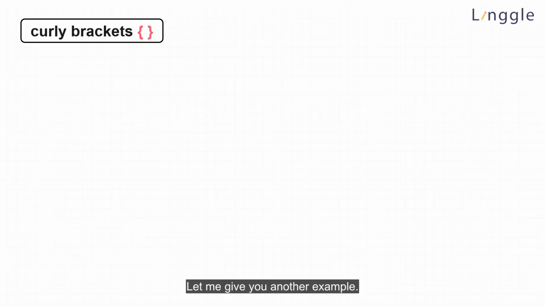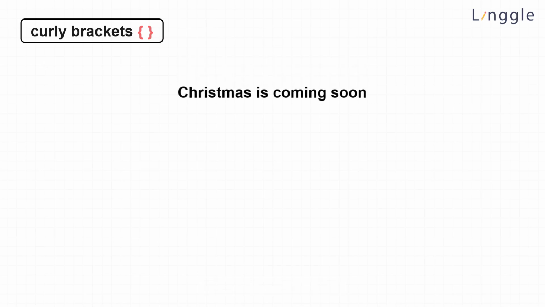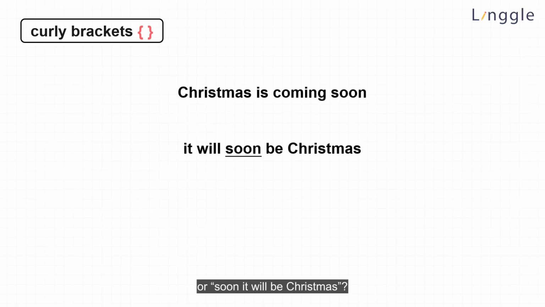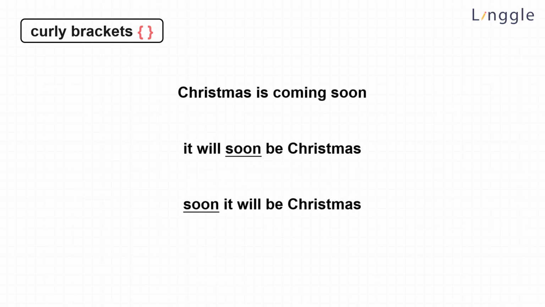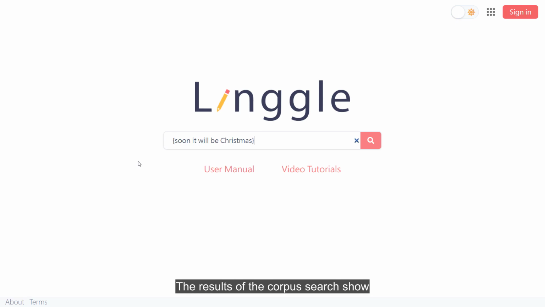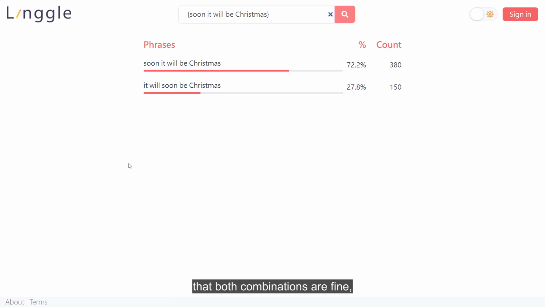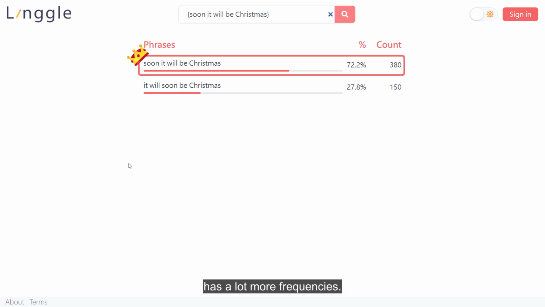Let me give you another example. If you want to say Christmas is coming soon, is it better to use it will soon be Christmas or soon it will be Christmas? The results of the corpus search show that both combinations are fine, but soon it will be Christmas has a lot more frequencies. Isn't it fun and convenient?